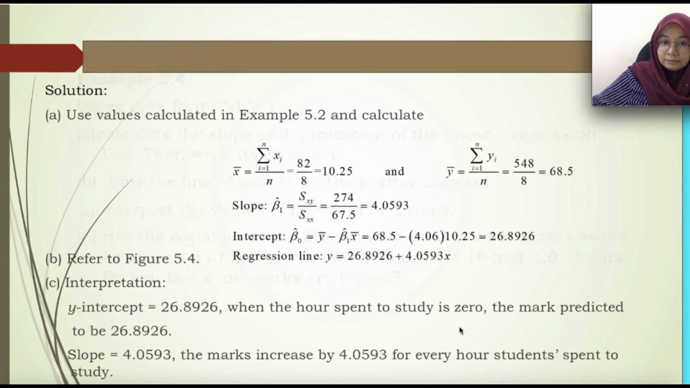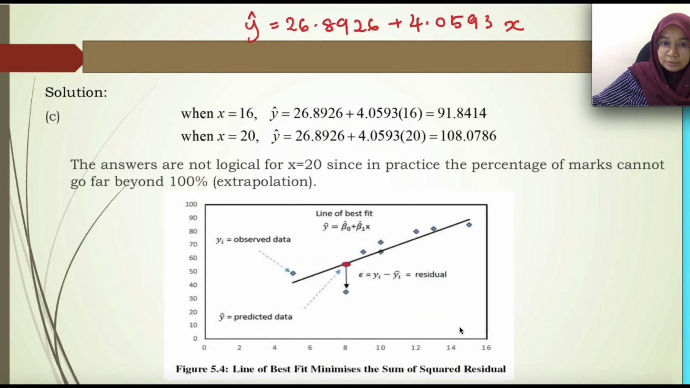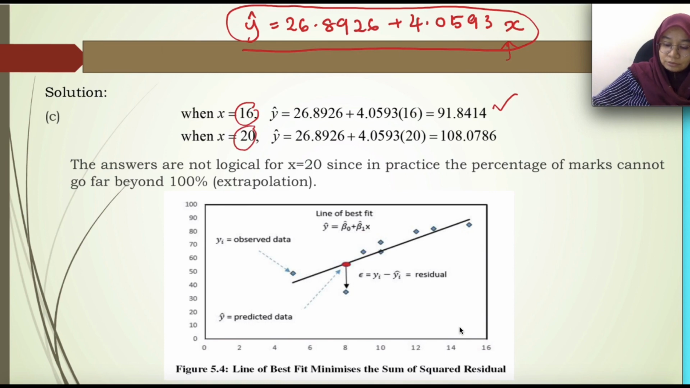We got our equation just now, so our equation is this one. First you substitute x equals 16 here, you will get 91.8414. When you substitute x equals 20, you get 108. So this one we call extrapolation.